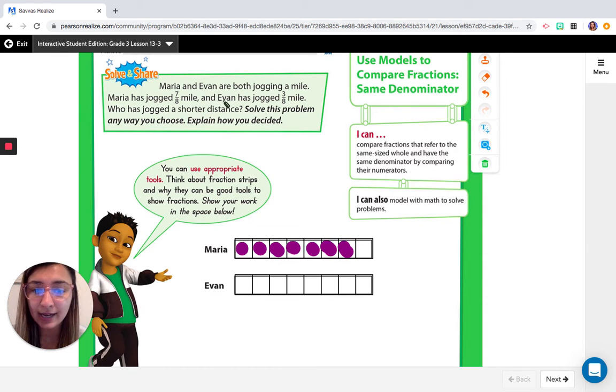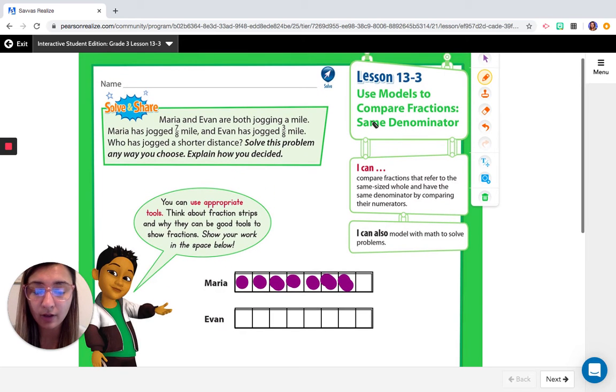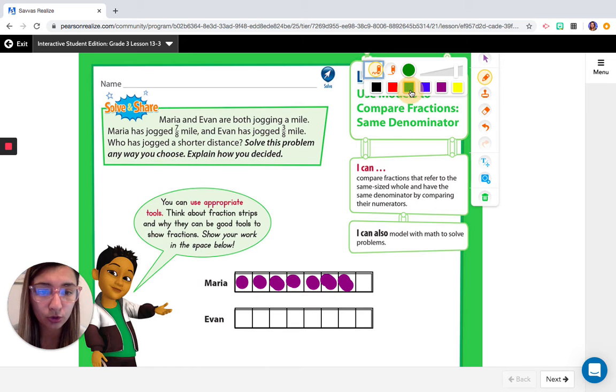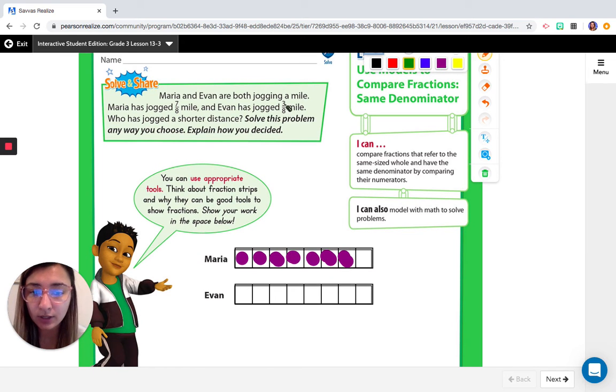And then it says that Evan has jogged 3/8 of the mile. So I'm going to go ahead and pick another color. We'll do green for him. And I'm going to color in 3 of the 8. 1, 2, 3.